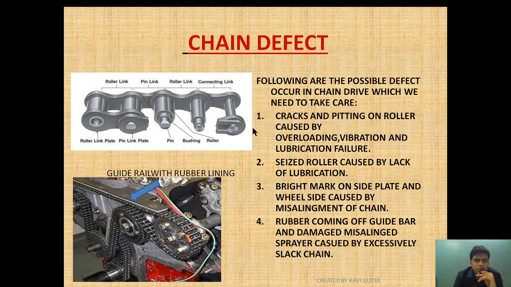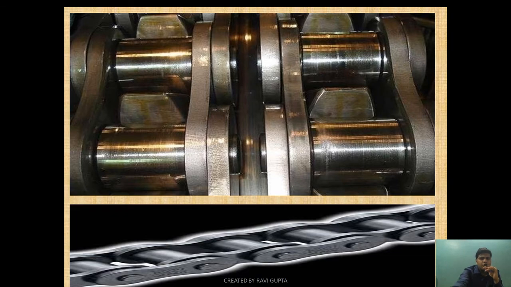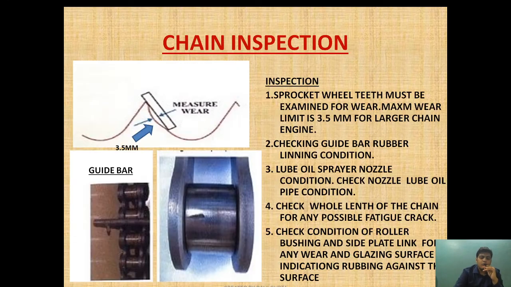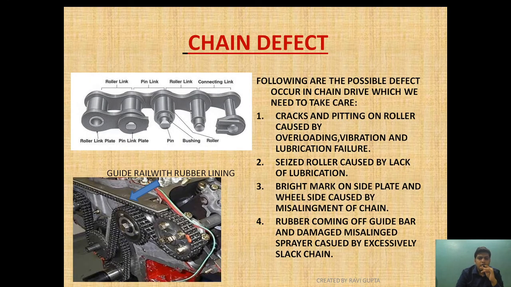After that, we will also make sure that this roller is free to rotate. Otherwise, a seized roller is caused by lack of lubrication. If the roller is not rotating, it means the problem is lubrication. So what you have learned till now is that lubrication is the main factor which we need to check. Most of the failures occur because of lubrication, so we have to make sure that lubrication is properly carried out on a chain drive.